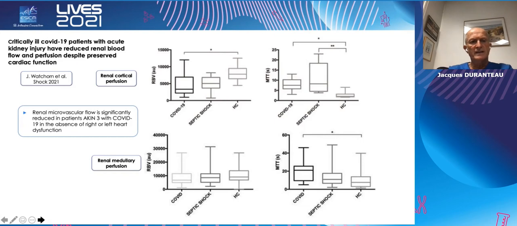At the level of the kidney, once again, renal microvascular flow was significantly reduced in patients with COVID in the absence of right and left heart dysfunction. It was true also in septic shock. So they confirm what we observe in septic patients, with clearly an alteration of renal cortical perfusion.